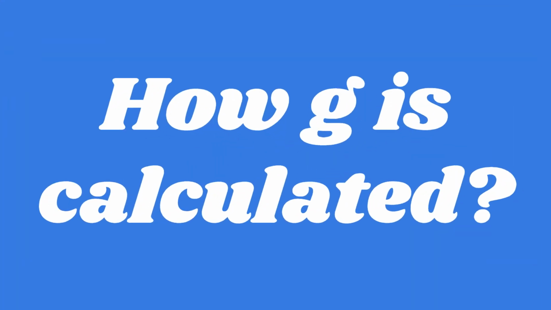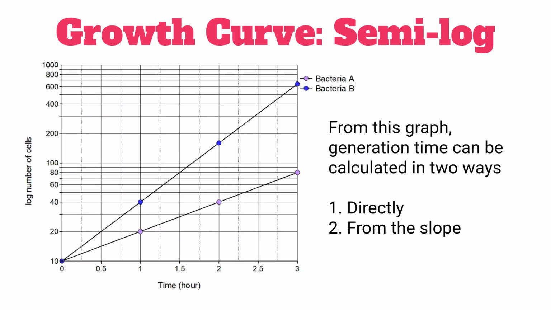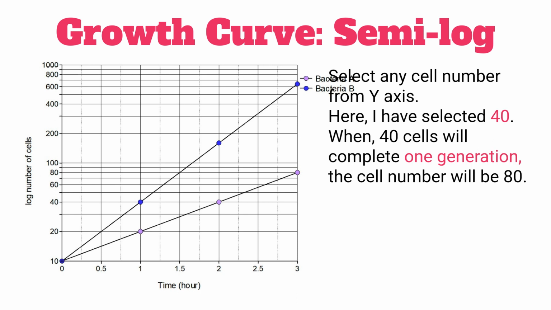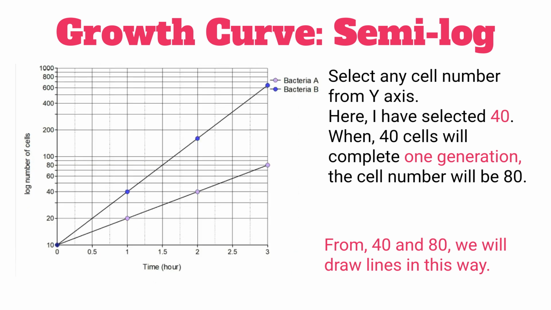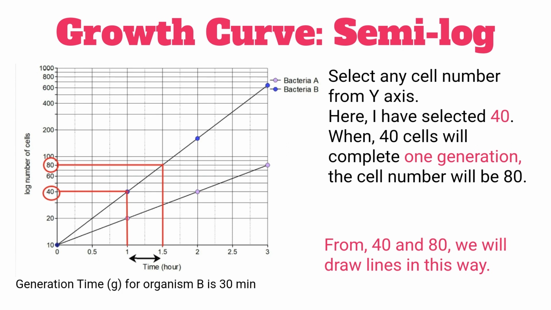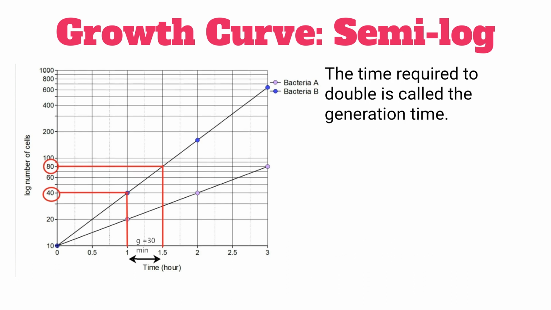Now let's check how we can measure the value of G and K from this plot. From this graph, we can calculate the value of G in two ways. Generation time may be read directly from the graph. For example, when 2 points on the curve that represent one cell doubling on the y-axis are selected and two vertical lines are drawn from them to intersect the x-axis, the time interval measured on the x-axis is the generation time. You may ask why. Here is your answer.